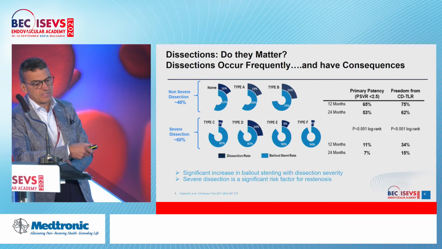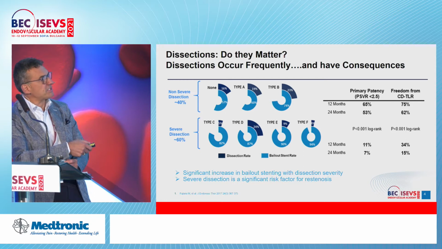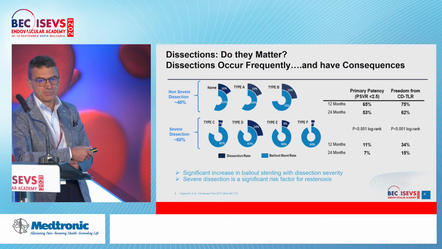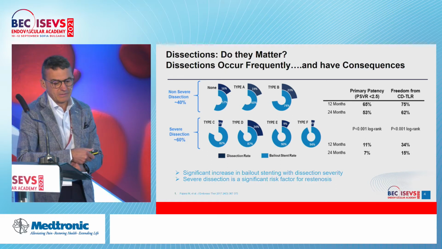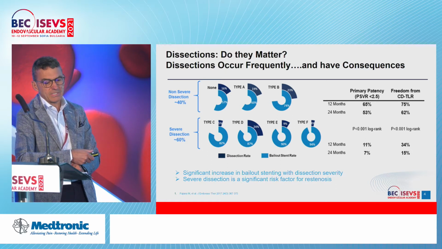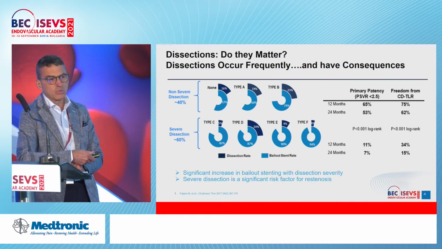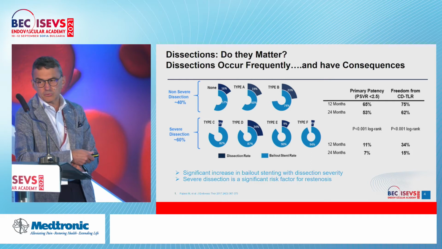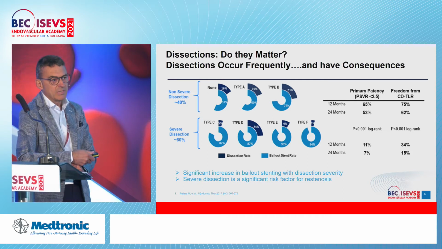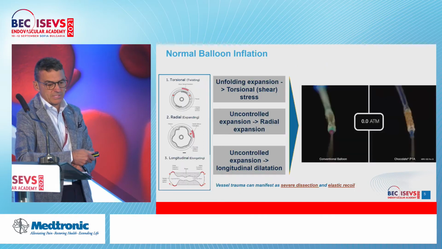So you see the rate of dissection occurring. Unfortunately, in 60% of the cases the dissection is severe, so the so-called non-flow-limiting dissection is only in 40%. As you can see, in almost half of the patients with elective ballooning, we have to implant a stent in order to improve the immediate result, because there is a direct relationship between the immediate result and the late result.